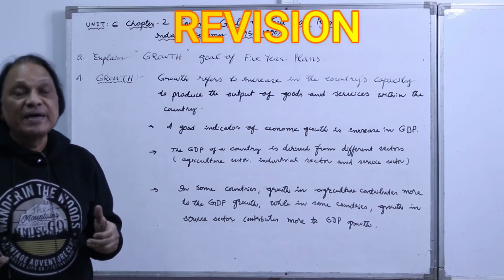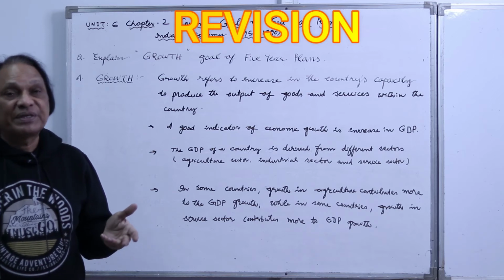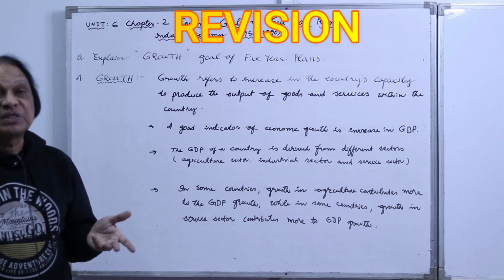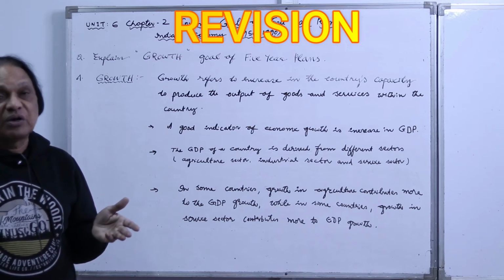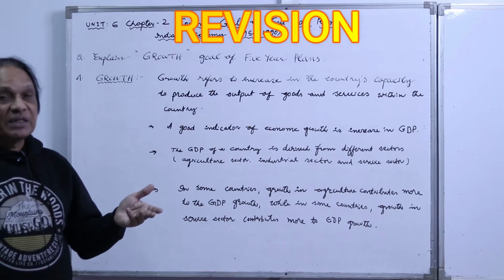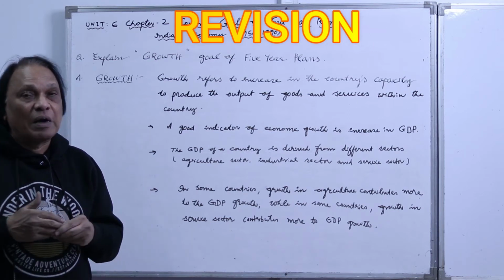When do we say there is growth taking place in the economy? What is the indicator? What are the parameters for this? Simple logic: GDP, gross domestic product. GDP is defined as the gross money value of all final goods and services produced in an economy in an accounting year. If GDP is going up, that means growth is taking place. That means indirectly that the production of goods and services is going up.